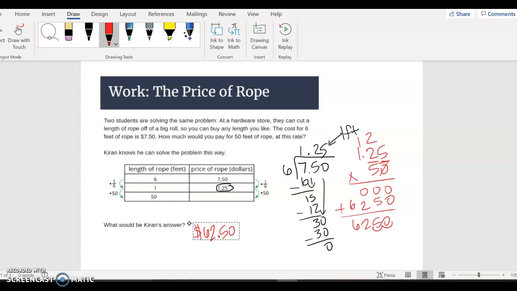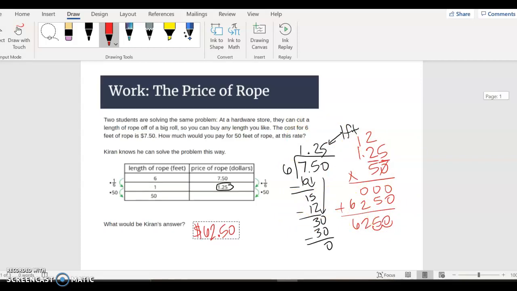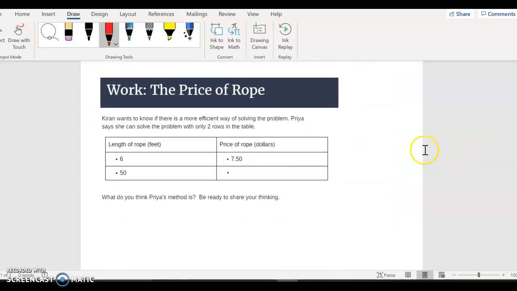That is one way to solve unit rate problems. Divide to get the cost for 1, and then multiply by however many you're needing. Okay? The next way you could solve it, instead of dividing and multiplying, you can set a proportion.